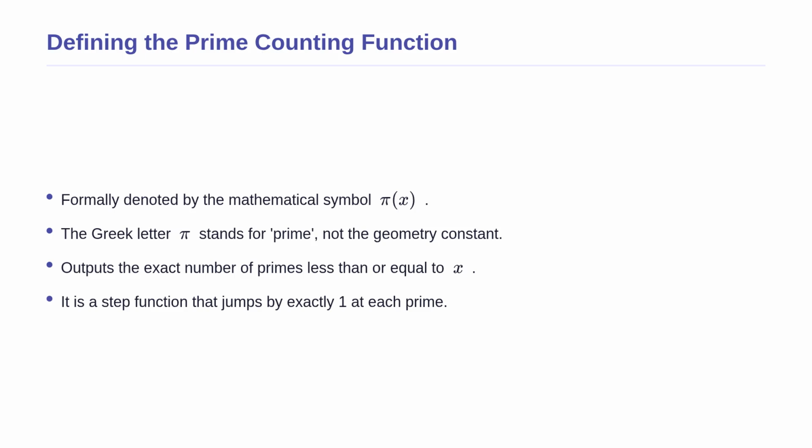Now that we have our analogy, let us look at the formal mathematics. The prime counting function is denoted by the symbol pi of x. Do not confuse this with the famous geometry constant 3.14. Here, the Greek letter pi simply stands for the word prime. This function outputs the exact number of prime numbers that are less than or equal to a given real number x. Because primes do not follow a simple predictable pattern, this is not a smooth curve. Instead, it is a step function. It stays perfectly flat and then suddenly jumps up by exactly 1 every time x reaches a new prime number.